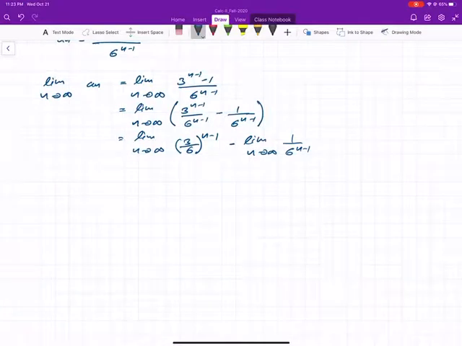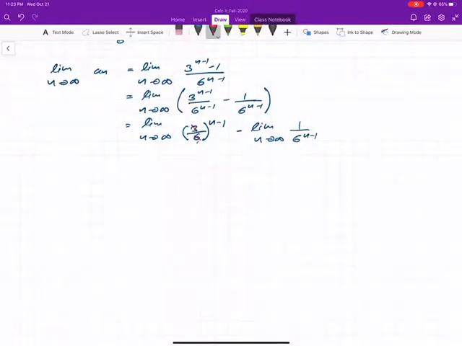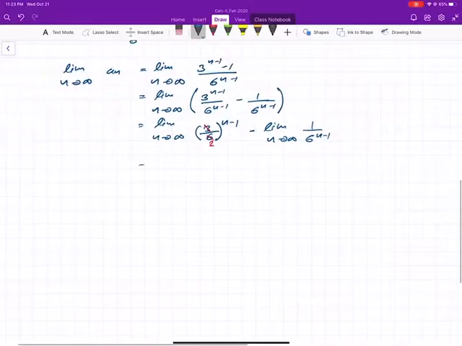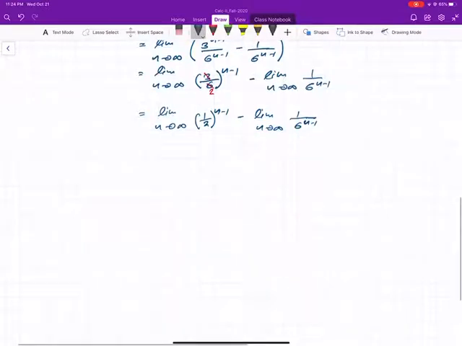Alright. So now you just simplify this. This is half, and then you write this as limit n goes to infinity, half to the power n minus 1, minus limit n goes to infinity, 1 over 6 to the power n minus 1.